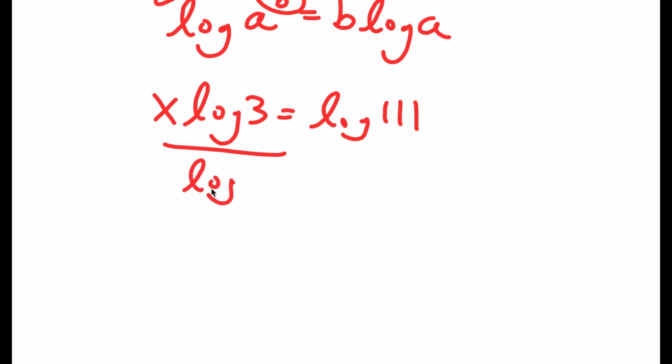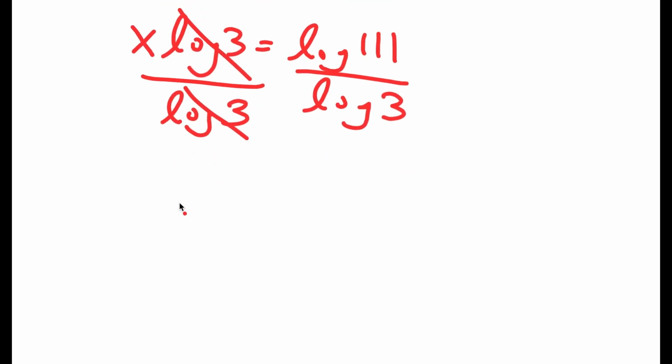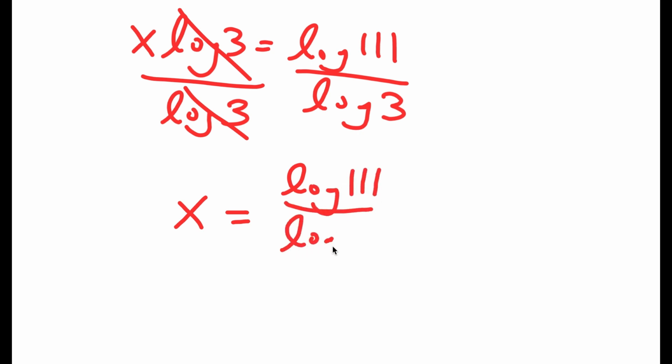Now if I divide both sides by log 3, these two cancel out, and I get x is equal to log 111 over log 3.